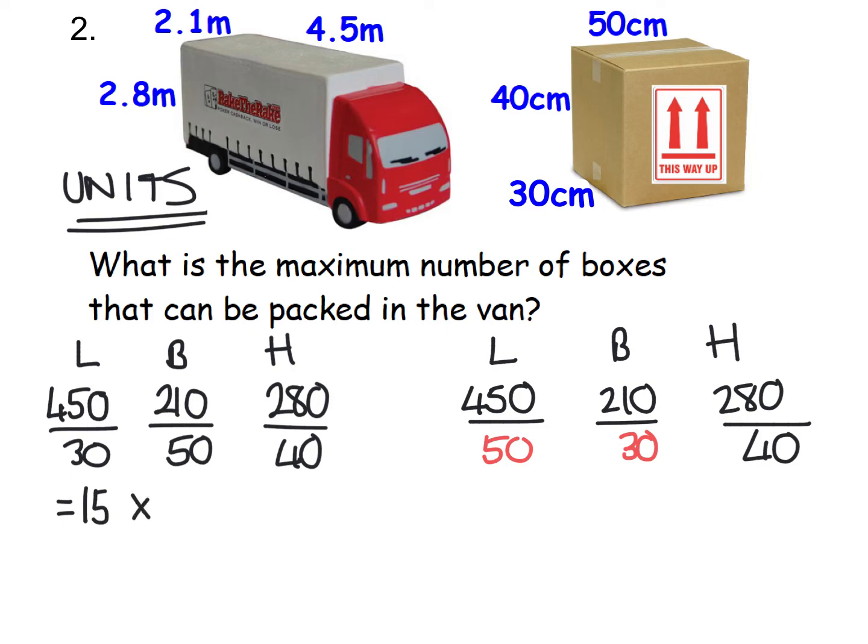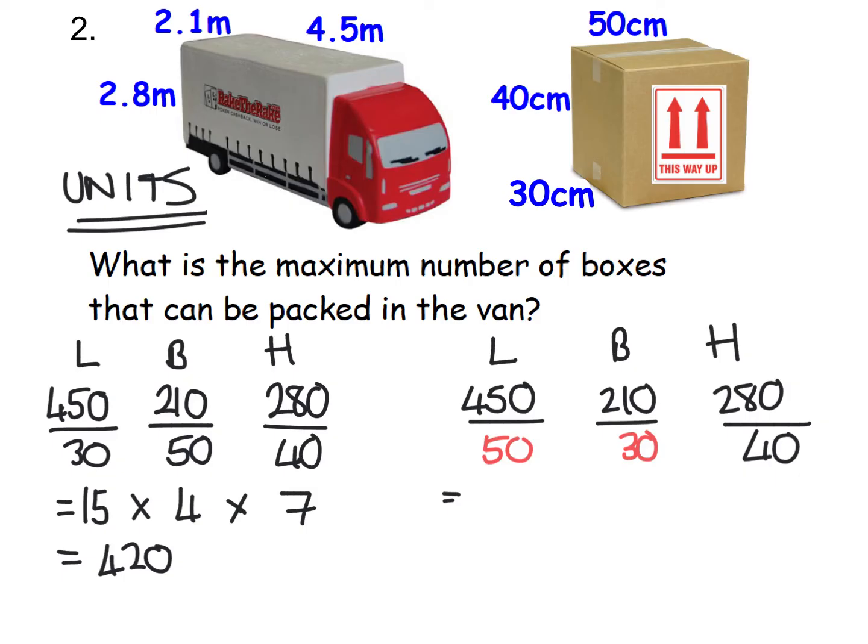210 divided by 50, well, I can only get 4 50s in there. And 280 divided by 40 is 7. And if you multiply all of them, I'm cheating using my calculator this one. Actually, I don't need my calculator, it's just 60 times 7, so 420 boxes.